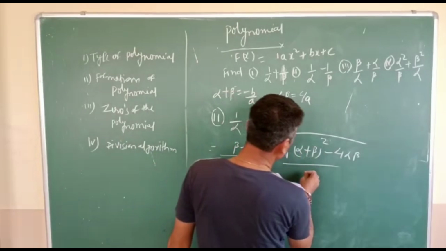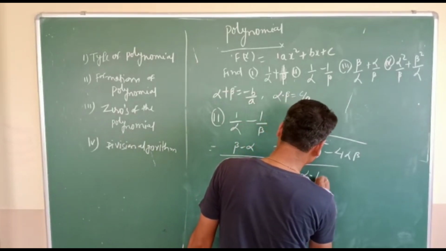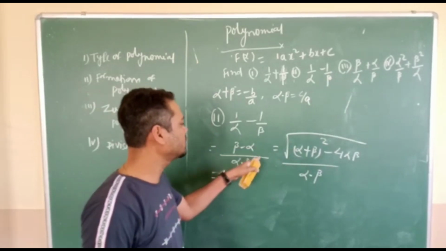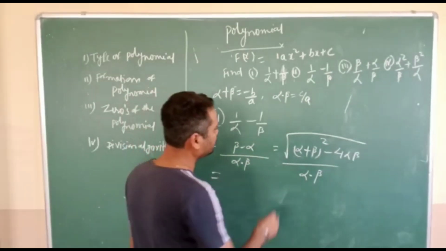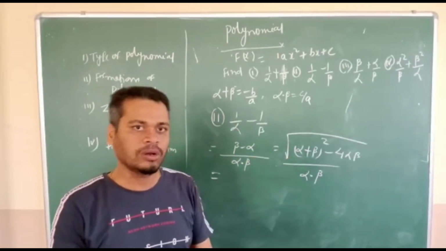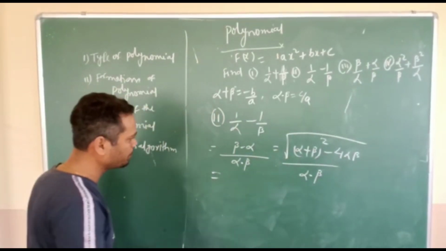And alpha into beta is how much? That I put as alpha into beta only. Some people may say alpha minus beta, here you are seeing beta minus alpha. It does not make a difference because we have put the square root. Whatever comes from the square root will always be positive only. So no need to worry.